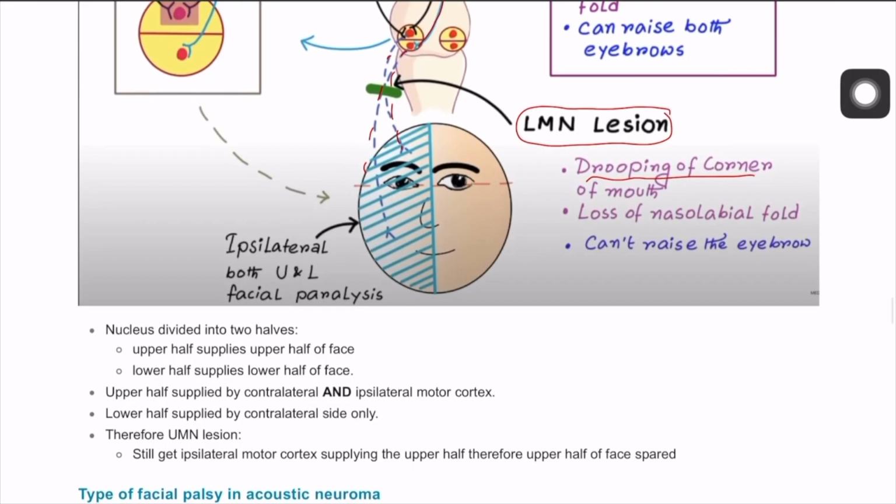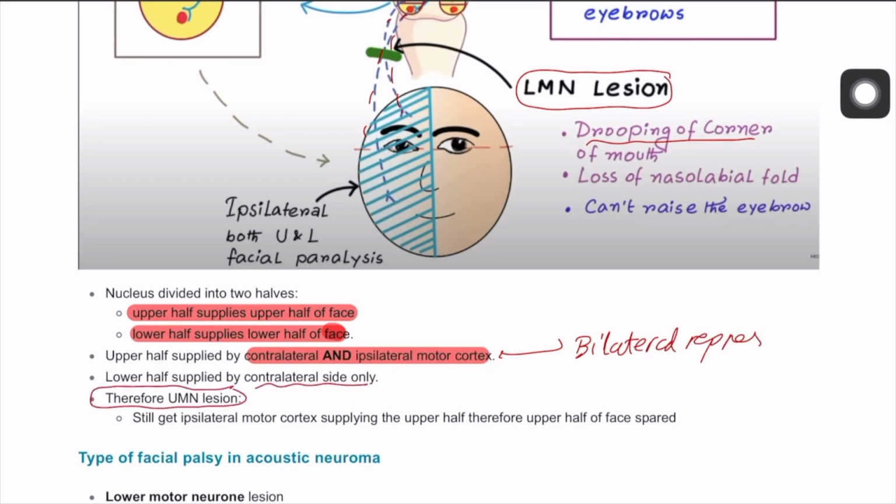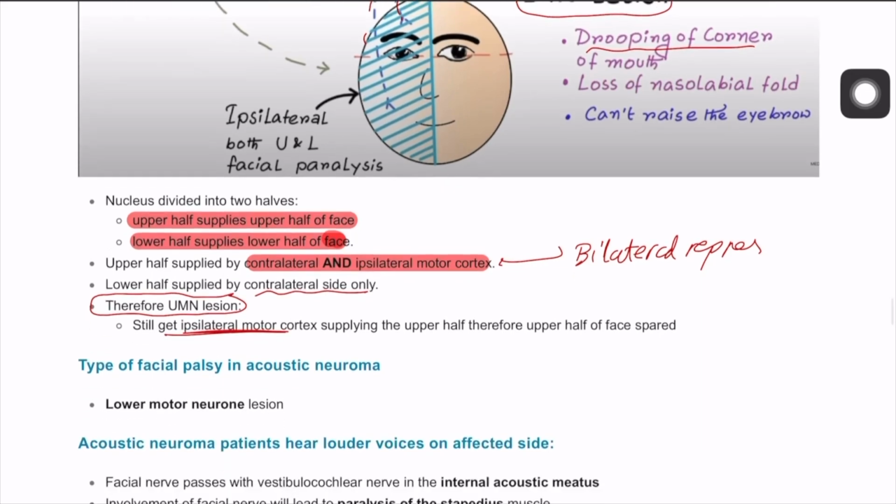Okay, so the nucleus is divided into two halves: the upper half to the upper half of the face, and the lower half to the lower half of the face. The upper half is supplied by the contralateral and ipsilateral motor cortex, so like we said earlier, it has bilateral representation. The lower half is supplied by the contralateral side only. Therefore, with an upper motor neuron lesion, the upper face still gets the ipsilateral motor cortex. And this is the explanation why, with an upper motor neuron lesion, only the contralateral lower face is affected.